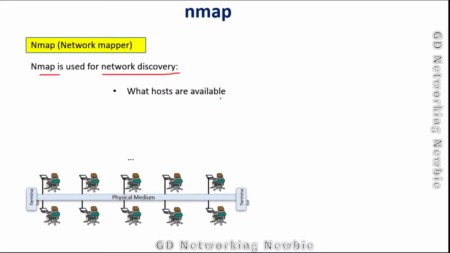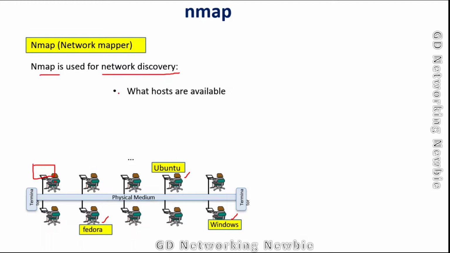Take an example that this is a network and I'm sitting at this computer, and I want to find out what other hosts are there. Are they alive, working, functioning? Let's say there are some computers with the Ubuntu operating system, some Windows-based machines, and some server machines. From this machine, if I want to find this out, I can use Nmap.